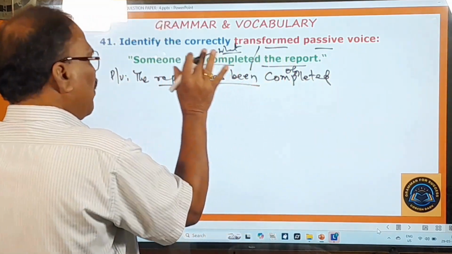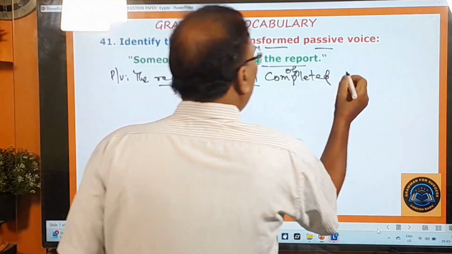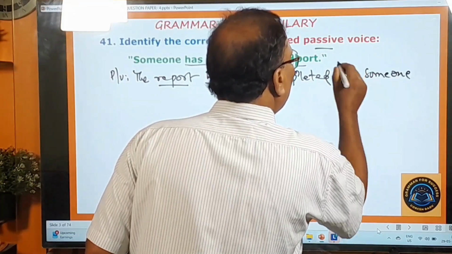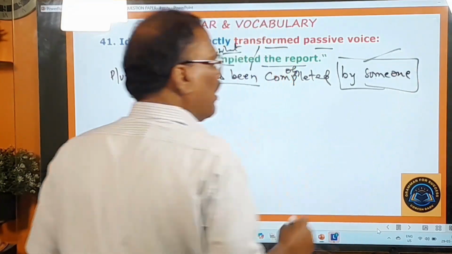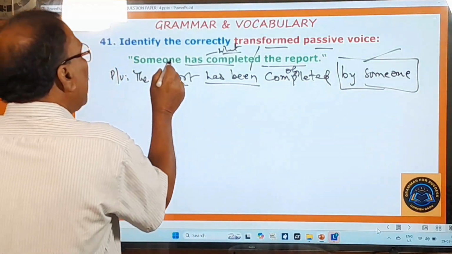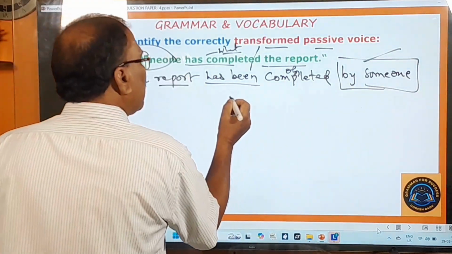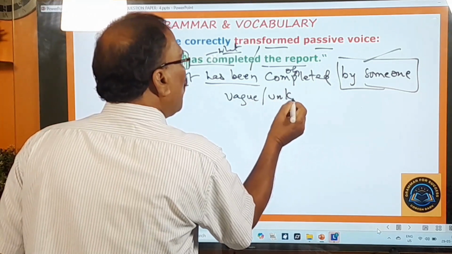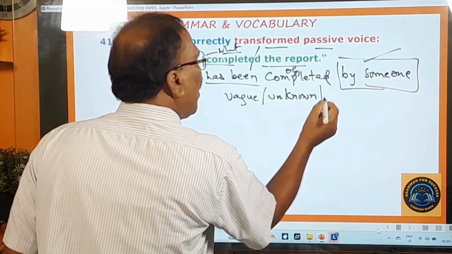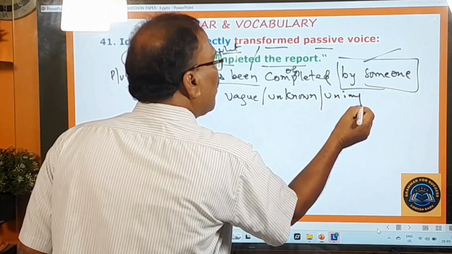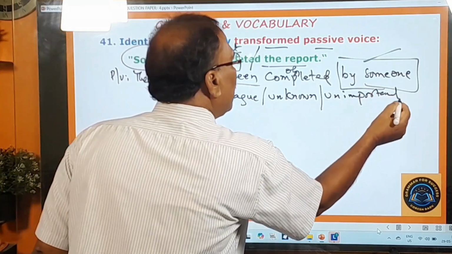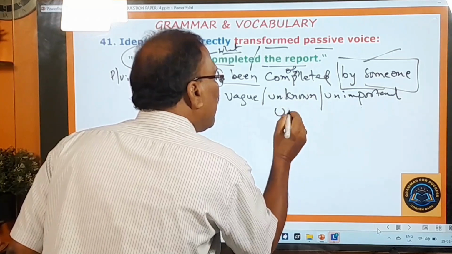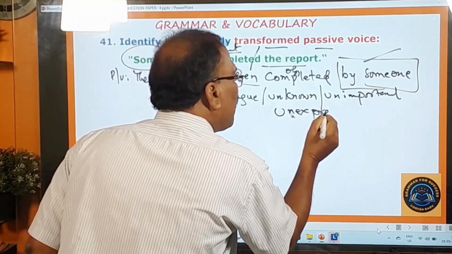This is only your passive voice, but you don't use this by someone. Okay, you don't make use of this again. It is because whenever in the active voice the subject is vague, or unknown, and unimportant, then that subject remains unexpressed in the passive voice.